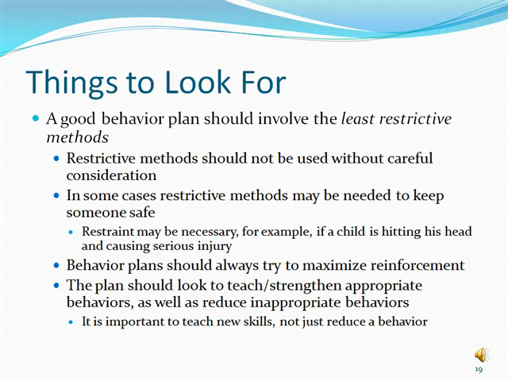A good behavior plan should involve the least restrictive methods. Restrictive methods should not be used without careful consideration. In some cases, restrictive methods may be needed to keep someone safe. Restraint may be necessary, for example, if a child is hitting his head and causing serious injury to himself. Behavior plans should always try to maximize reinforcement, and the plan should look to teach or strengthen appropriate behaviors as well as reduce inappropriate behaviors. It is important to teach new skills, not just reduce a problem behavior.